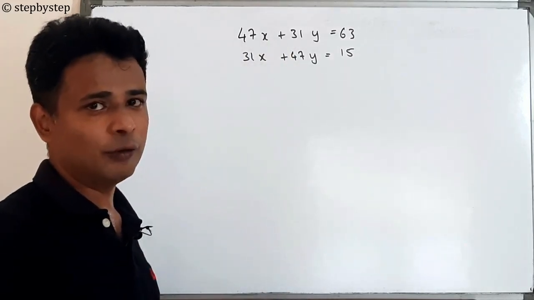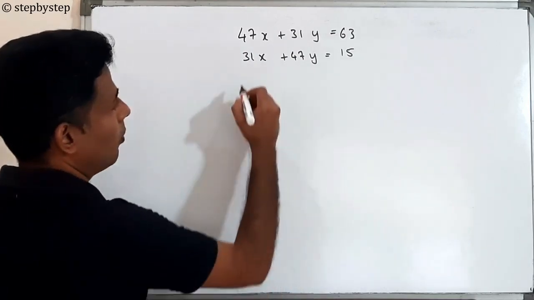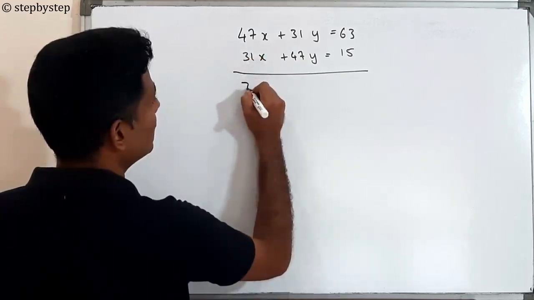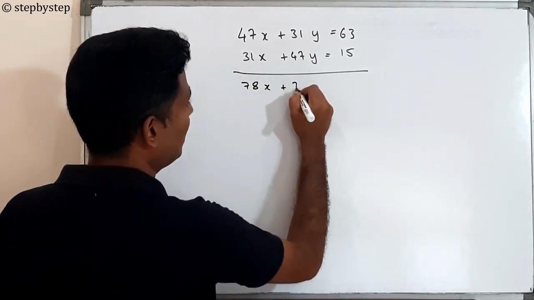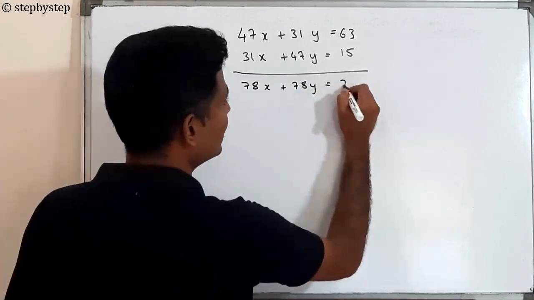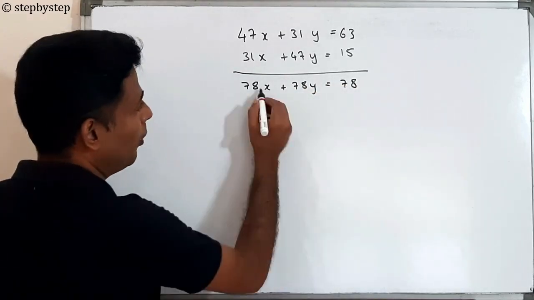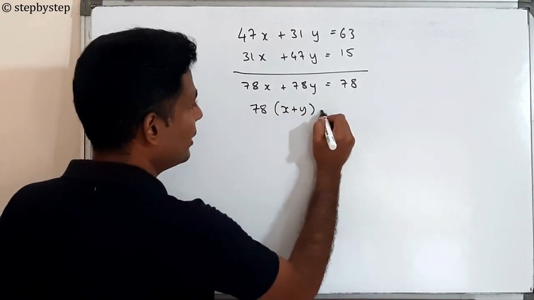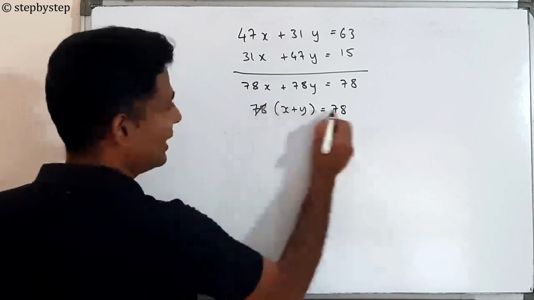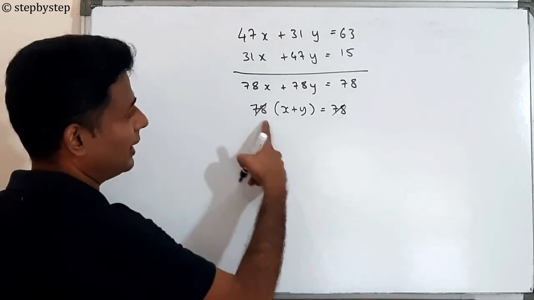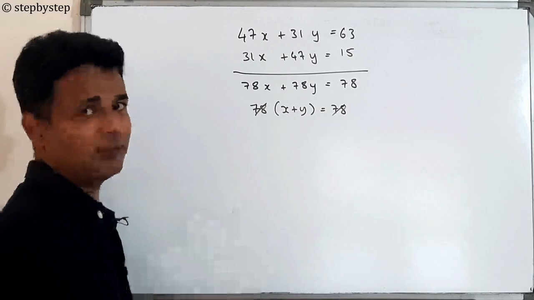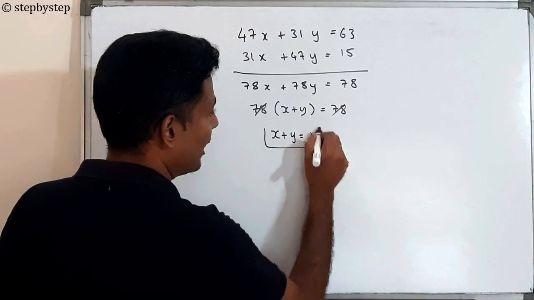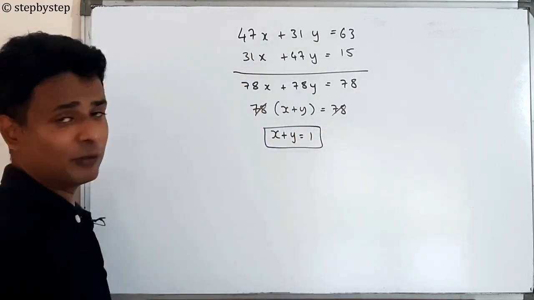If you get this kind of problem, the easy way to do it is, first thing I'll do is add these two. So I'll get 78x plus 78y equal to 78. Now I can take 78 common here, so it becomes 78 into (x plus y) equal to 78. So this and this will cancel, becomes 1. Why? Because when I take this to that side, it becomes division, 78 by 78. So I get x plus y equal to 1. I got a simpler equation from this.